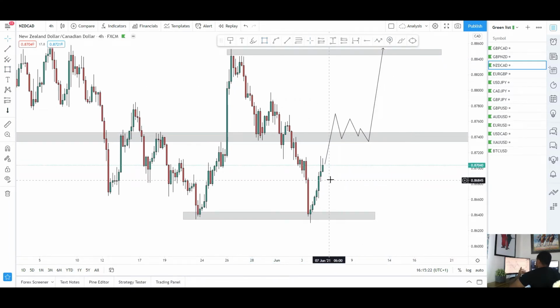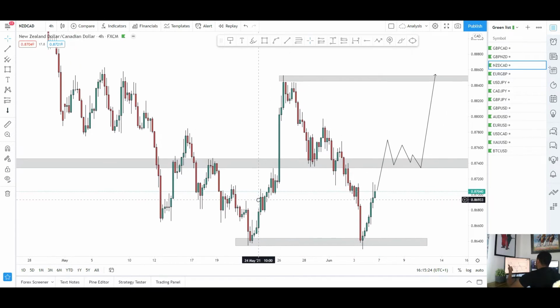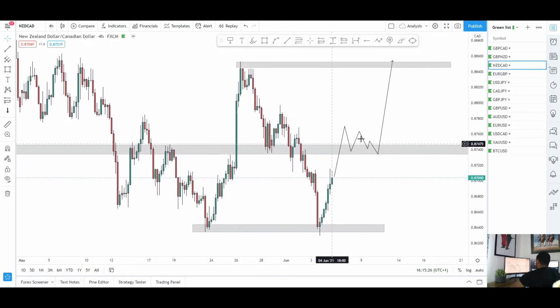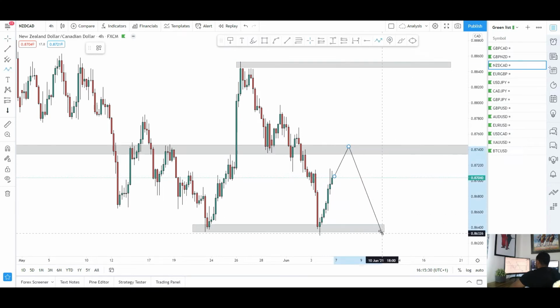Again, not too sure which one will happen because the daily chart is still very bearish here, still making lower lows, lower highs. So there is still a good chance that price wants to roll back over and just see a continuation to the downside.